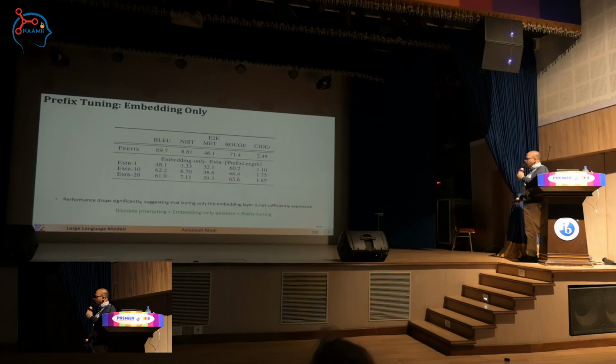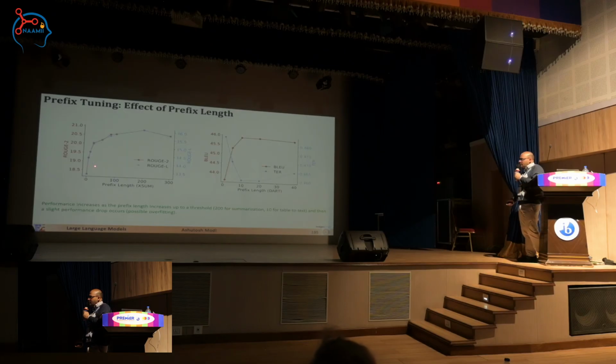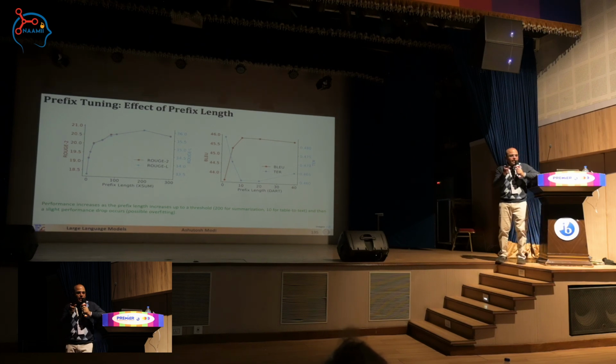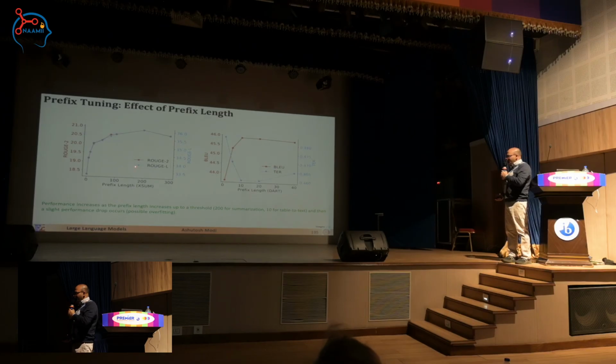Another interesting thing about prefix tuning, actually no one asked me this question: what should be the number of prefix tokens that should be attached? What happens is you can keep on increasing the prefix tokens up to a point and the performance keeps improving, but after a while it starts degrading. So can anyone guess why this happens? What could be the possible reason that it starts degrading?